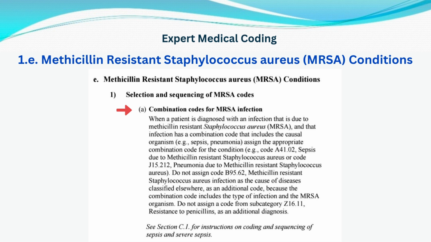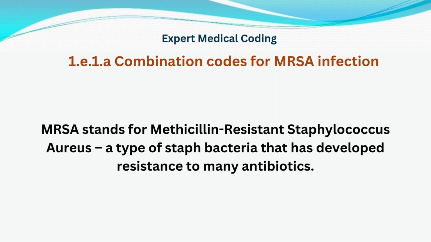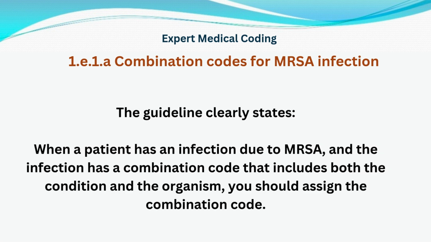So let's break this down in simple terms with examples. First, what is MRSA? MRSA stands for methicillin resistant Staphylococcus aureus. It's a type of staph bacteria that has developed resistance to many antibiotics. So the guideline clearly states here, when a patient has an infection due to MRSA and the infection has a combination code that includes both the condition and the organism, you should assign the combination code.